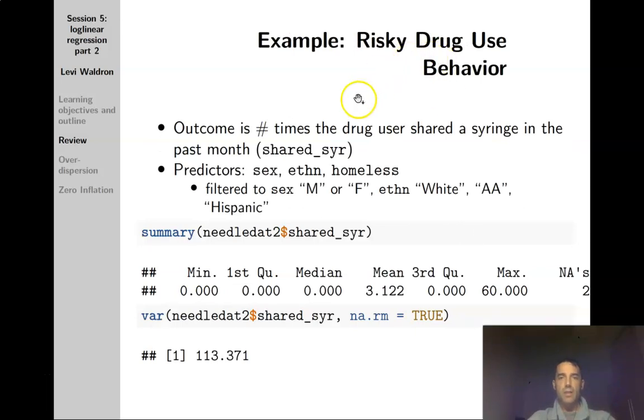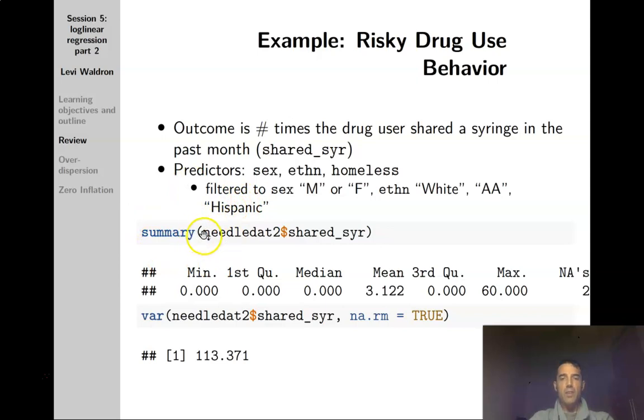We're using as an example this data set from the textbook, the risky drug use behavior data, where the outcome is the number of times the drug user shared a syringe in the past month. It has a number of predictors in here, but we're only looking at 3 of them right now: sex, ethnicity, and homelessness. And behind the scenes in this slide, I've filtered so that we have only sex, M and F, and ethnicity, white, AA, and Hispanic.